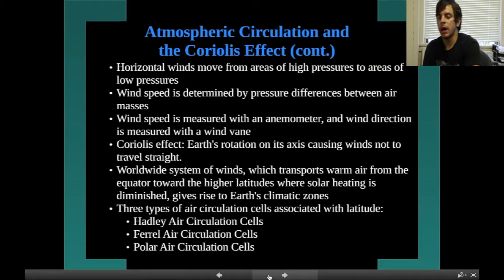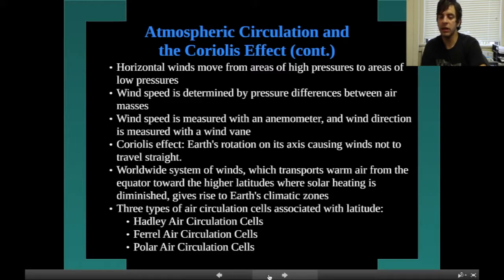Horizontal winds move from areas of high pressure to areas of low pressure. So wind moves from high pressure to low pressure. And the greater the difference between the two pressures, the faster the wind would travel. Wind speed is determined by the pressure difference between air masses. Wind speed is measured with an anemometer, and wind direction is measured with the wind vane.